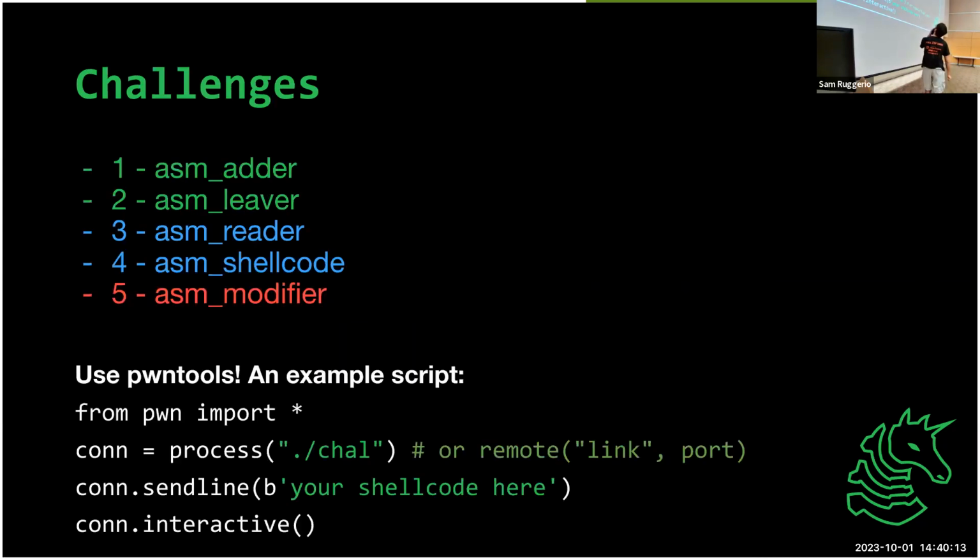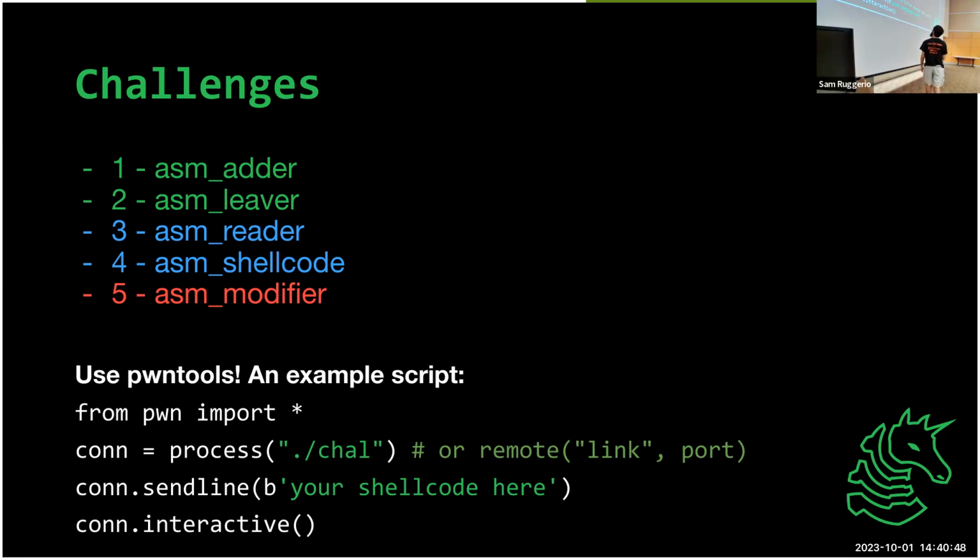Some challenges. I have 5 challenges up. They've been up on the vault for a while, but if you want to take a crack at them now, they should be available in the actual meeting challenges list. The easy ones I would say are ADSM, adder, and lever. This just requires you to do a bit of math in assembly. Then I have some harder ones, which are reader and shellcode, and then the hardest one, which is modifier, which requires a bit of trickiness with actually understanding that your code is just data and you can write data in executable sections.